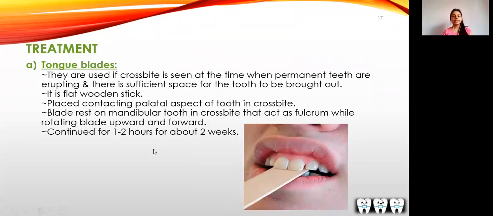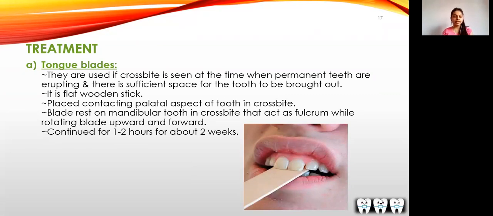For the treatment of the dentoalveolar anterior crossbite, tongue blades can be used. They are used if the crossbite is seen at the time when the permanent teeth are erupting and there is sufficient space for the tooth to be brought out. So it is generally used for a developing single tooth anterior crossbite.